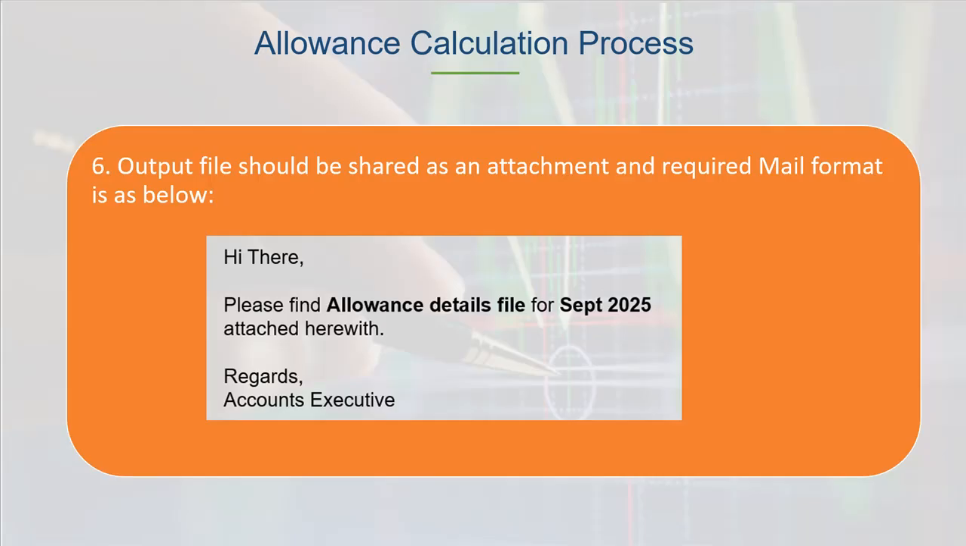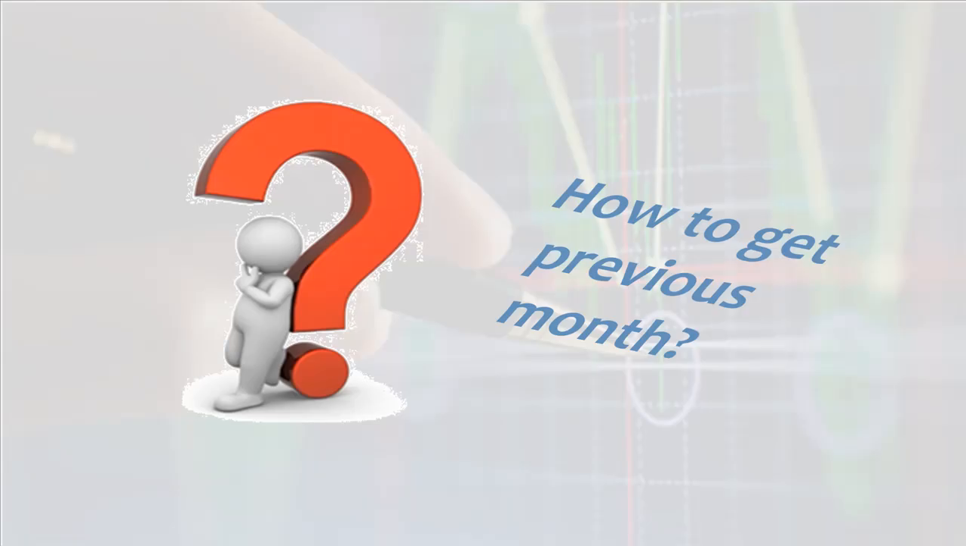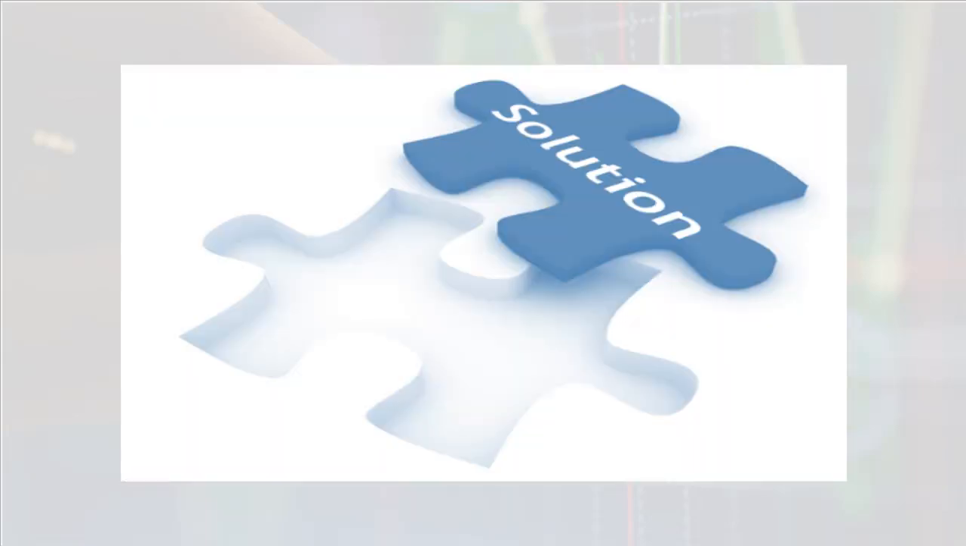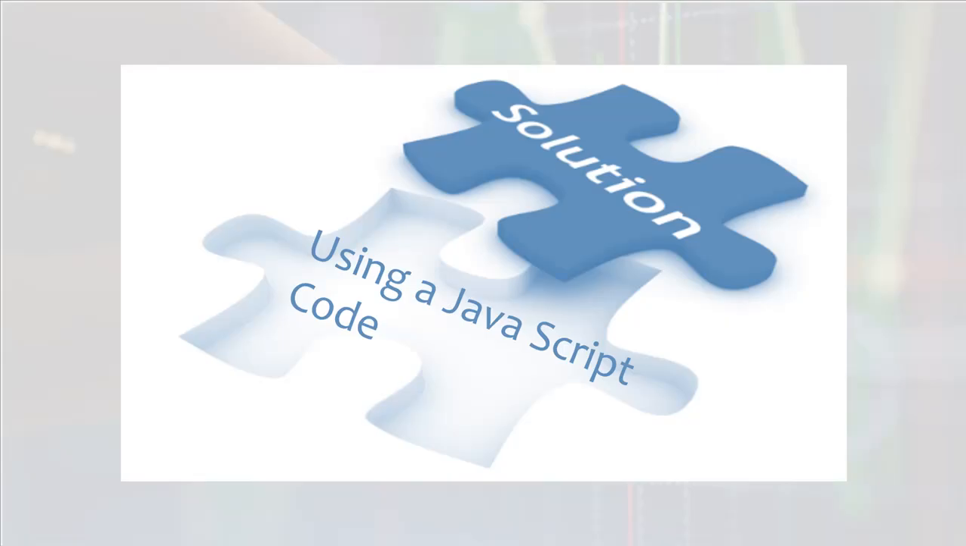Before we send the email, we will first create the required email body. But how do we make the workflow smart enough to know which month to pick? How to get this previous month? There are multiple approaches to do that. One of the approaches is to use JavaScript code.